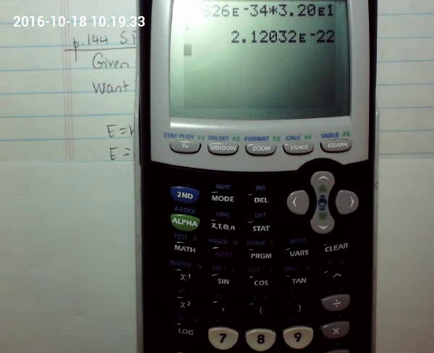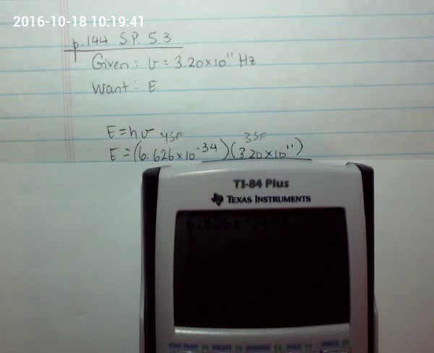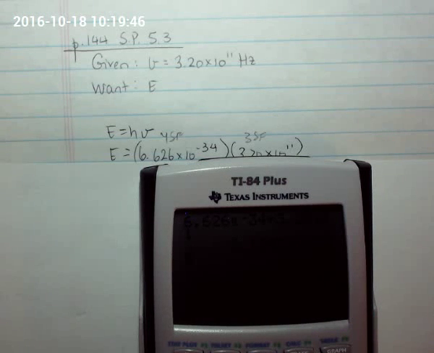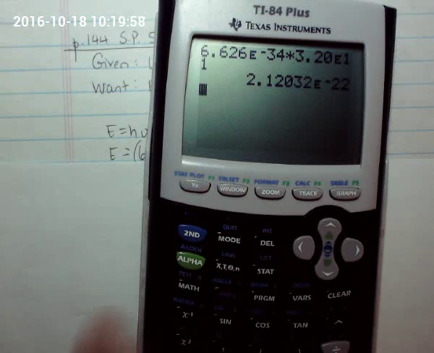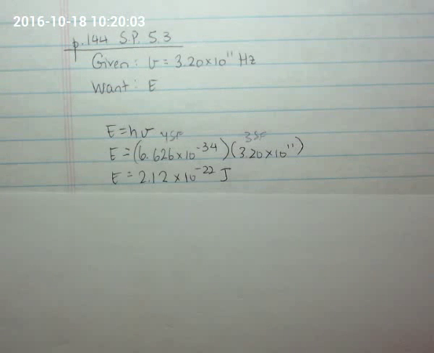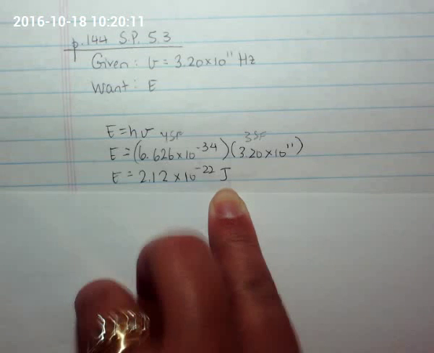Yes, Kevin? Well, because you multiply the numbers. Did you not get that on your calculator? I'll come over and show you how to type it in. Did someone get something different besides mine? Or are you getting what I'm getting? It's 2.12 times 10 to the negative 22nd. All right, so that's what you would write. Now, what is the unit for energy? Joules. And so you would put a capital J.